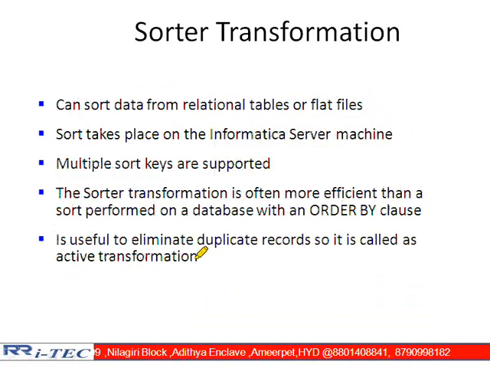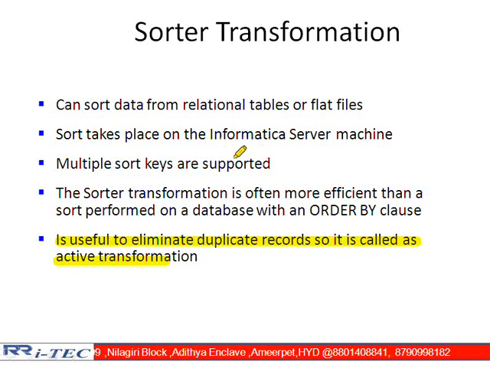Correct, exactly, that's correct. On the database side, if I say distinct, only the key column plays a role, such as the primary key column, let's say the employee number column. If the employee number value is repeating, that is called a duplicate. But here I am not treating it like that. If you see here, all the records are considered. It is useful to eliminate duplicate records, so it is called an active transformation.